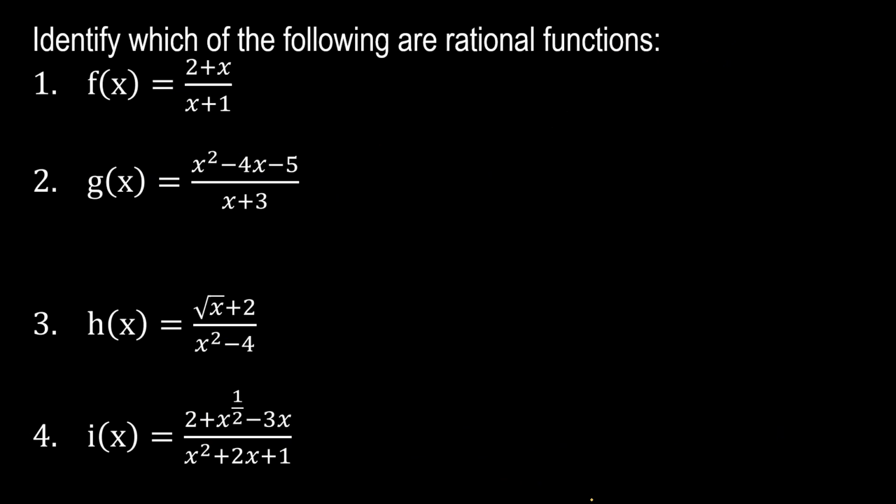Let's identify which are rational functions. So first one, we have f of x is equal to 2 plus x all over x plus 1. So again, 2 plus x all over x plus 1 is a type of polynomial. It is a binomial, so therefore it is a rational function.